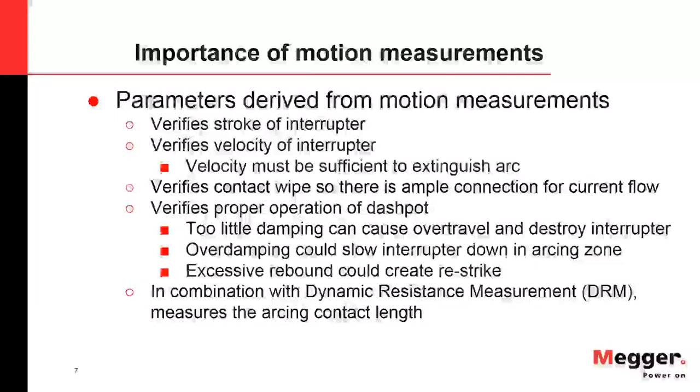If you have this dash pot in there, because on that opening the velocities are very fast, there's a lot of energy being dispersed from that mechanism. And so if you have too little damping, you can overshoot it and be busting apart that interrupter. And then, of course, if you have too much damping, you could end up to where it'll hit and bounce back, and you could have some kind of a restrike or slow it down in the arcing zone. But again, that velocity is what you need to interrupt that arc.